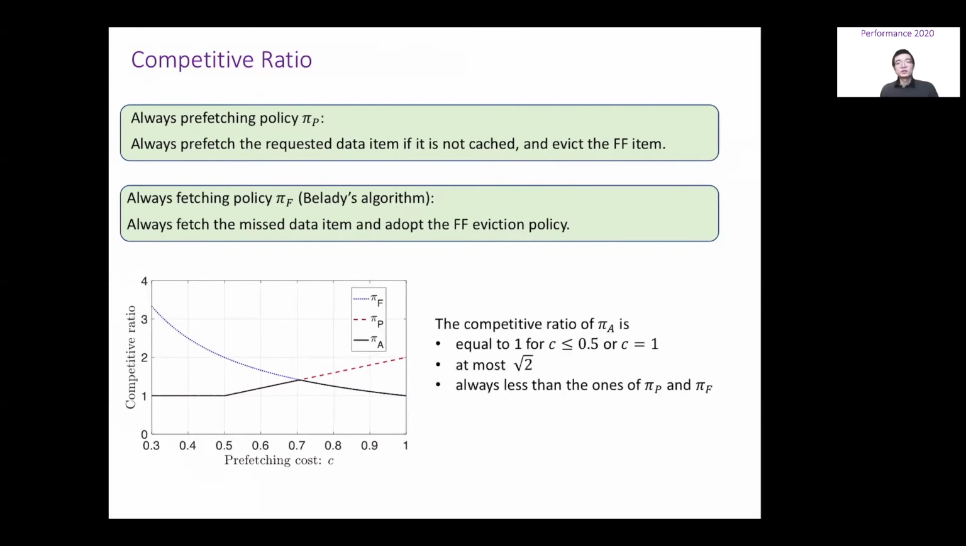We can observe that the competitive ratio of pi A is 1 if the prefetching cost C is less than 0.5 or equal to 1, which means for those C values, our approximation policy can achieve the optimal performance. And second, the competitive ratio of pi A is at most square root of 2. Furthermore, pi A always achieves the smallest competitive ratio among these three policies. This competitive ratio analysis shows that for the worst case, our approximation policy can achieve reasonably good performance. Next, we will show its average performance using simulations.